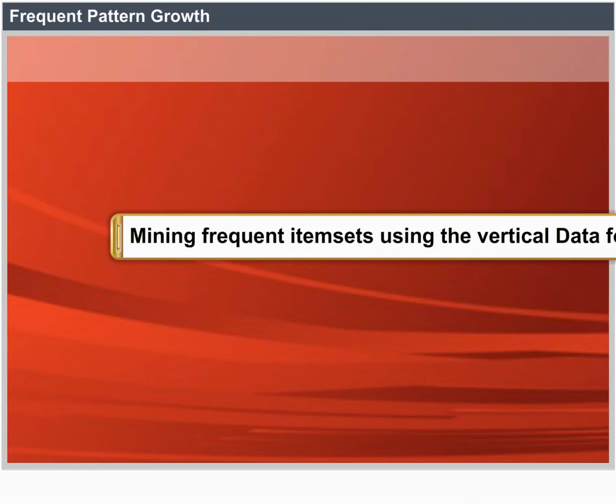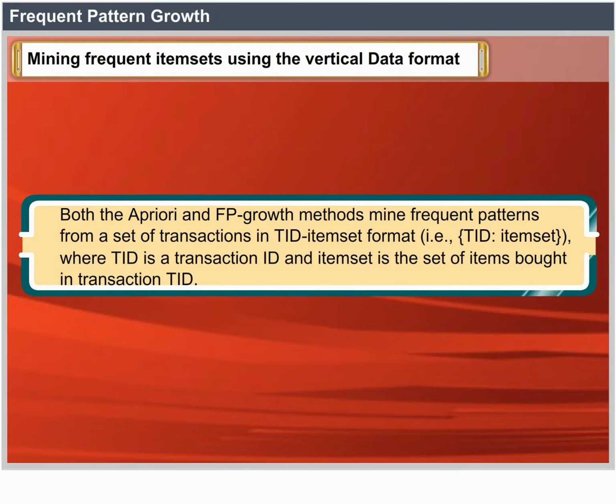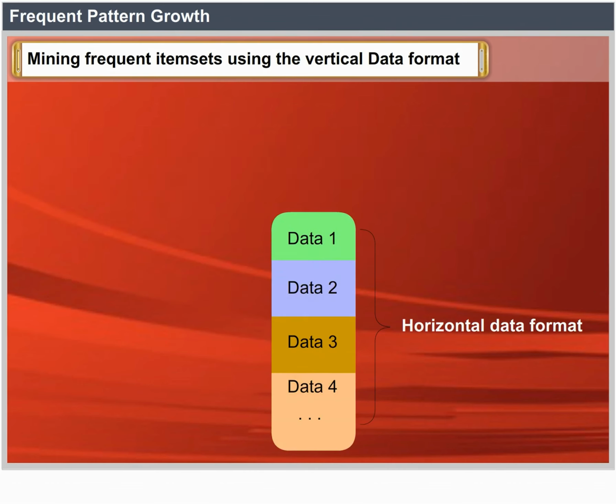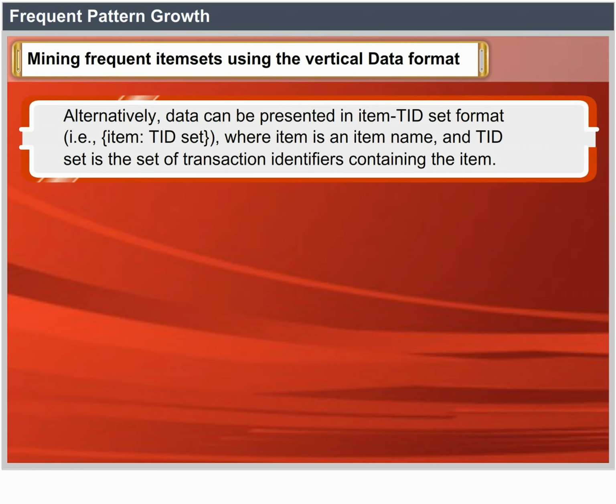Mining frequent item sets using the vertical data format. Both the Apriori and FP-growth methods mine frequent patterns from a set of transactions in TID-itemset format, that is, {TID: itemset}, where TID is a transaction ID and itemset is the set of items bought in transaction TID. This is known as the horizontal data format. Alternatively, data can be presented in item-TID_set format, that is, {item: TID_set}, where item is an item name and TID_set is the set of transaction identifiers containing the item. This is known as the vertical data format.